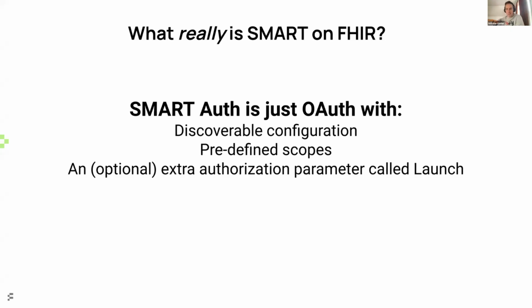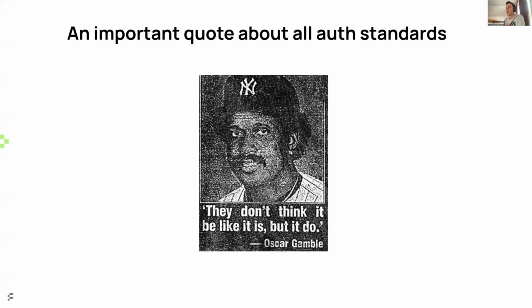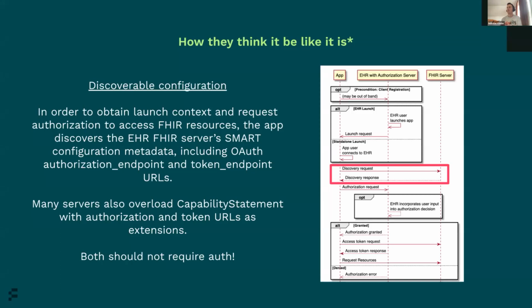What's SMART on FHIR? It's a really nicely documented spec, but largely speaking, it is OAuth with discoverable configuration, a very cool feature. It has predefined scopes that should be used, but aren't necessarily, and then some optional authorization with launch. There's some other stuff, undoubtedly, but those are the big ones. So as we talk about implementation variants, I'm going to use the classic Oscar Gamble quote: "They don't think it be like it is, but it do." To talk about auth standards, and how they don't think it be like it is when it comes to discoverable configuration.